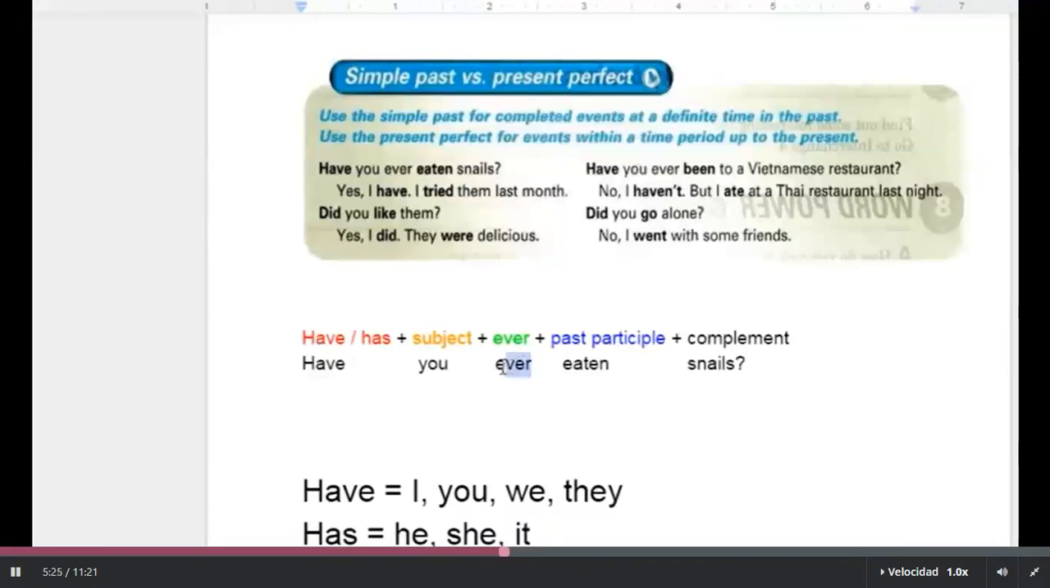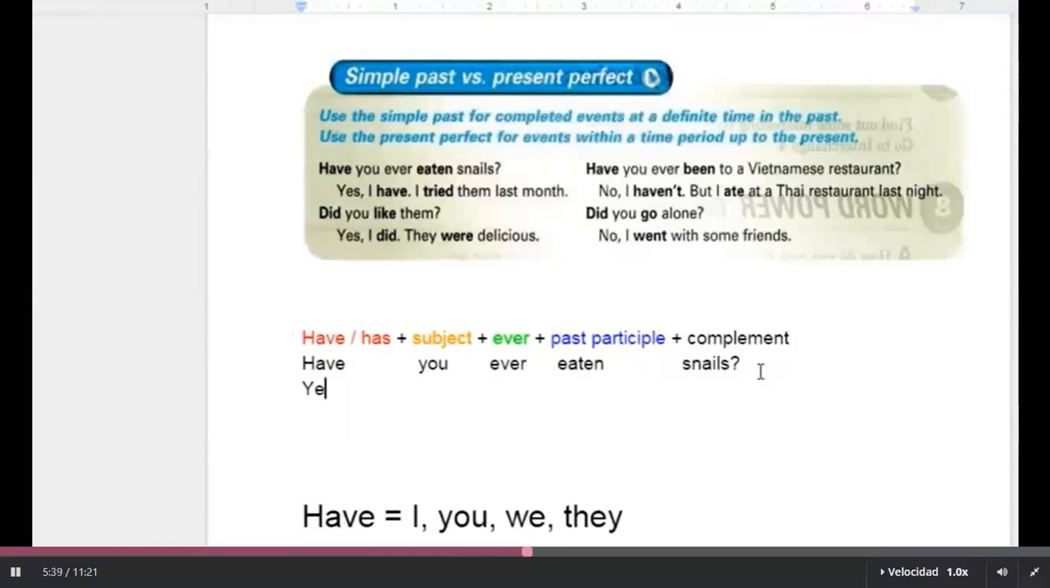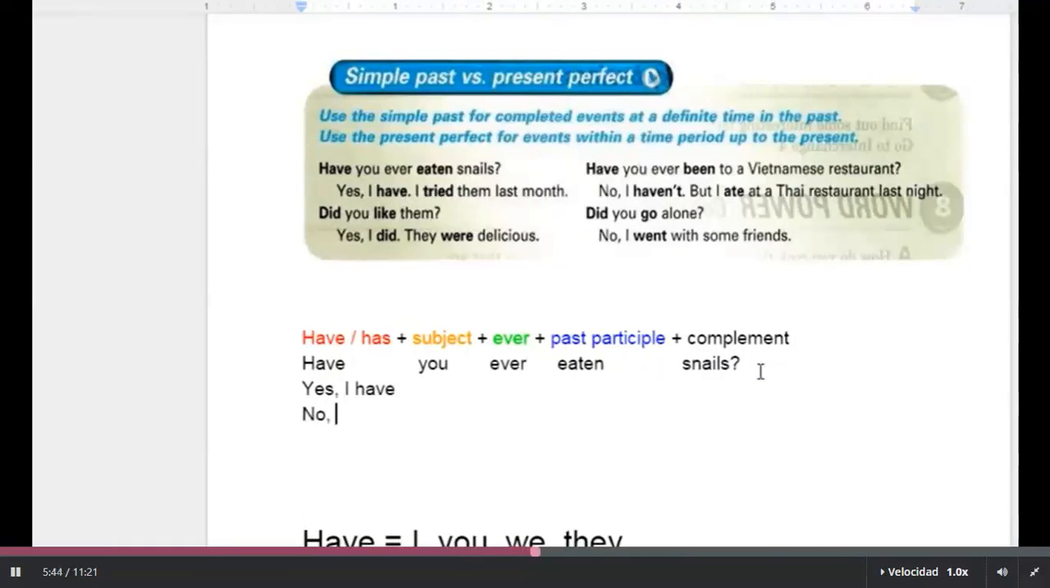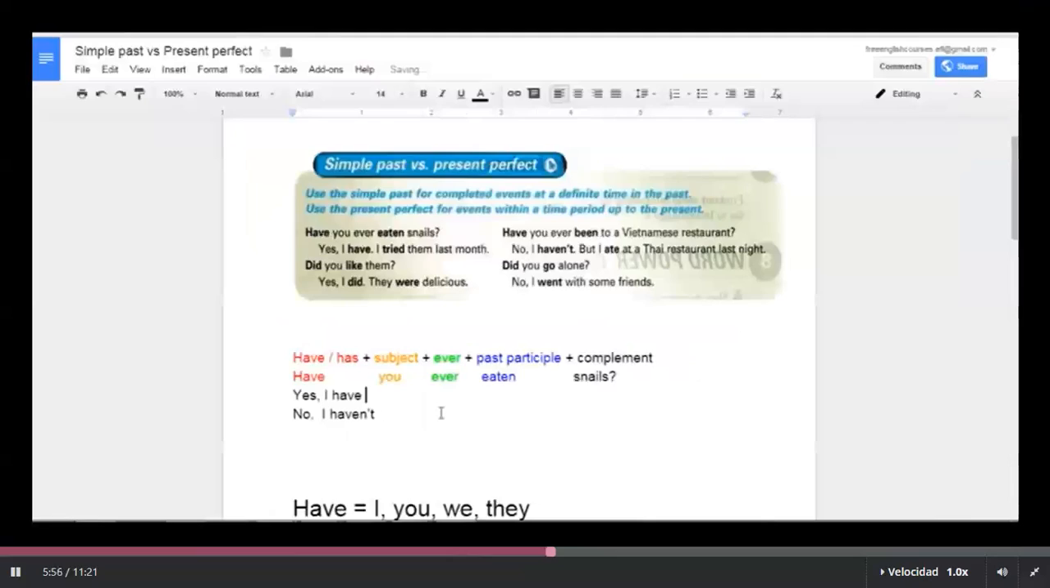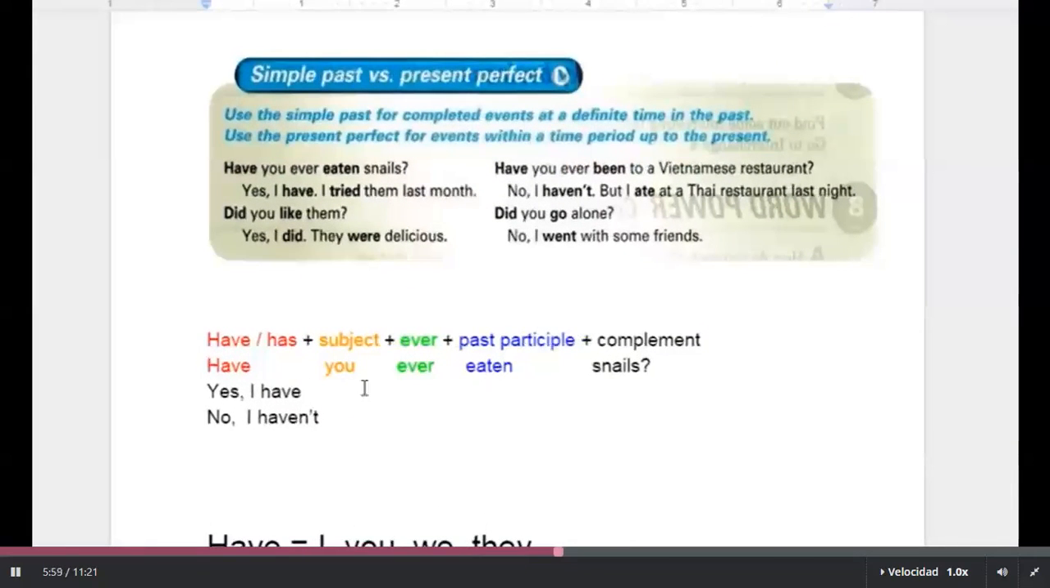And by the way, this word here is a frequency adverb, so sometimes you can remove it, and the question will still be correct. But in this case, we want to use it. Have you ever eaten snails? You can either answer this question with a positive response, such as yes, I have, or a negative response, such as no, I haven't. Just so that we can see clearly what's happening, I'm going to play with the colors at this time. All right, there we go. So have you ever eaten snails?